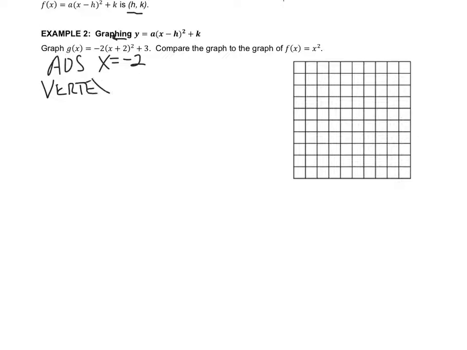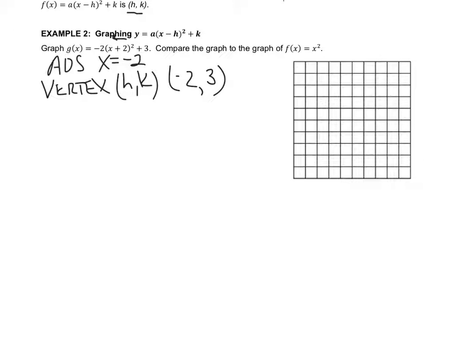So if I focus on my vertex, h, k, in this function, we just said that the axis of symmetry is at negative 2, so that's the h. And the 3 is the k, so there is my vertex. So I know where my vertex is, I know where my axis of symmetry is. And again, the reason that we want to know this without just doing a blind table is now I can focus my table around the negative 2. So again, let's just pick a couple of points.